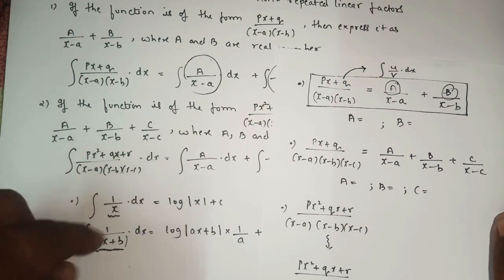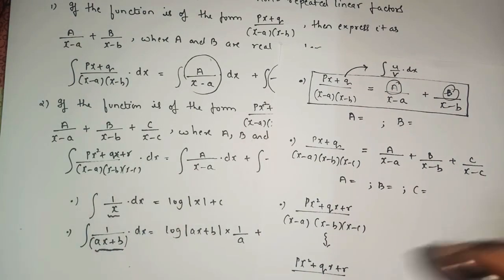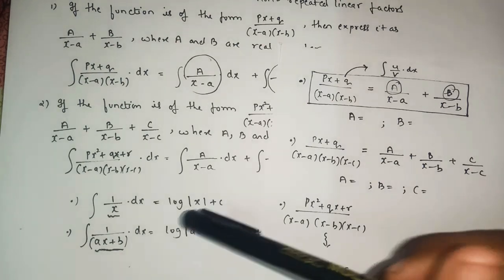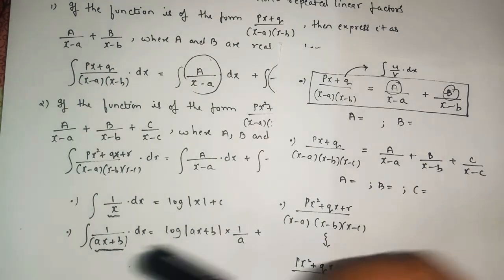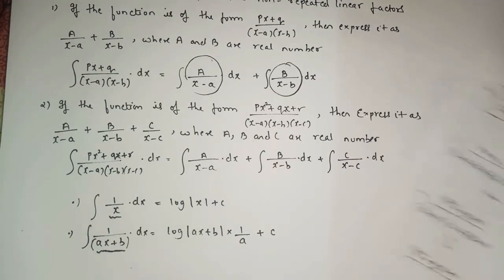So you must remember only these two formulas for type number 1, I will say. Integration of 1 upon x is log mod x plus c, and integration of 1 upon ax plus b is log mod ax plus b into 1 upon a.